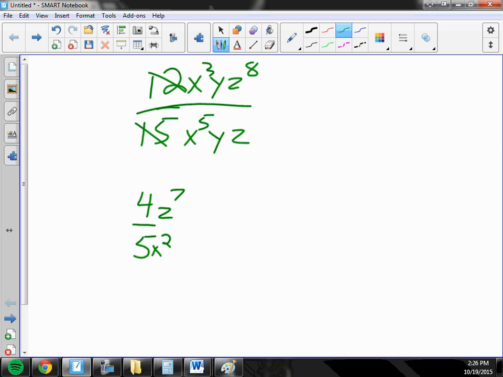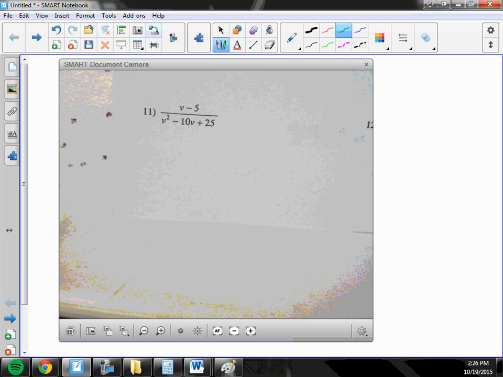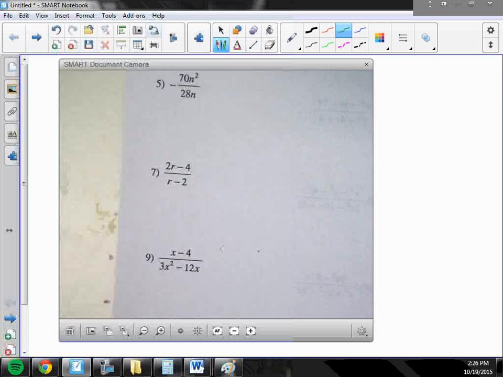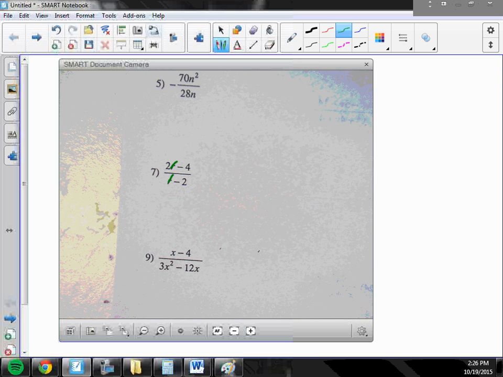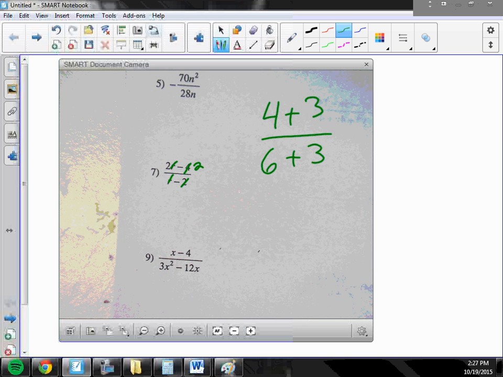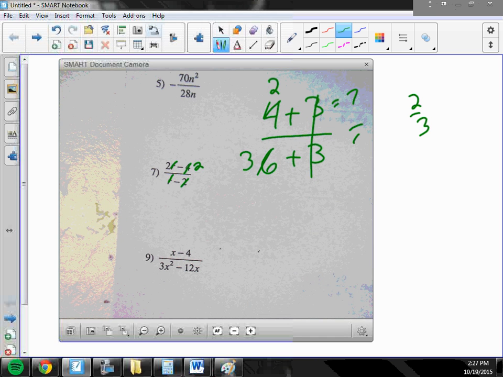Look at number 7. Number 7 has 2 binomials. And I know this is going to be tempting, but you're not allowed to do it. You can't say, oh, r and r cancel, and 2 goes into 4 twice. That doesn't work. So let me show you something. If I had 4 plus 3 over 6 plus 3, can I cancel the 3's and say that's 2/3? And my answer is 2 over 3? No, because 4 plus 3 is 7, and 6 plus 3 is 9, which is nothing like 2/3.